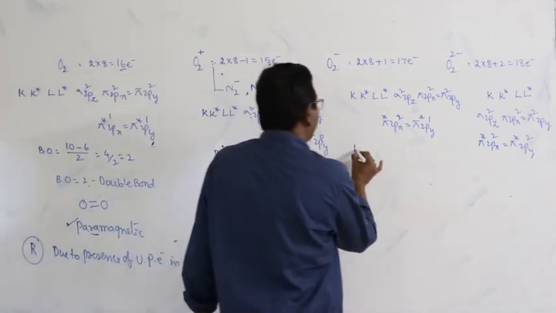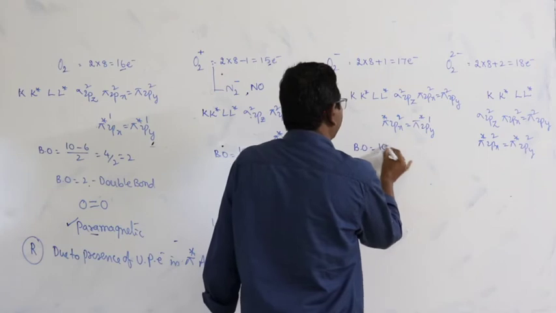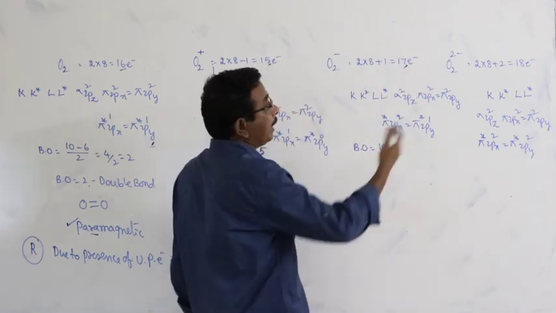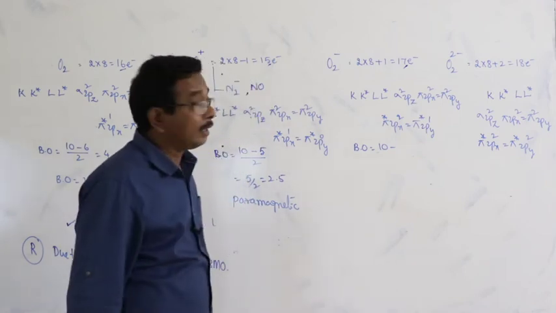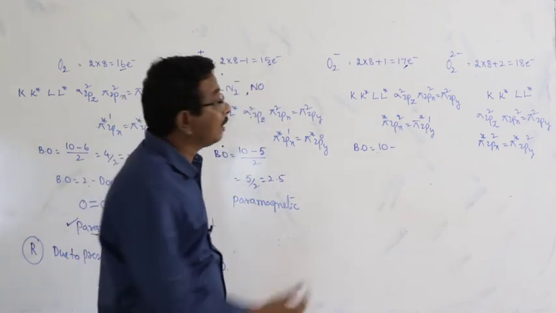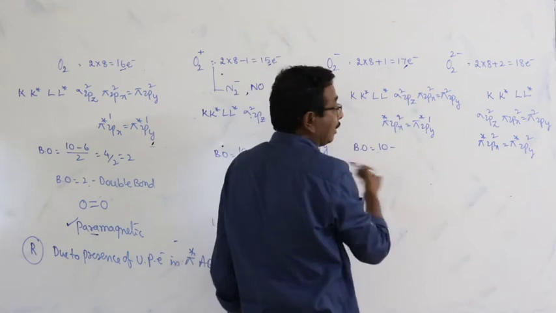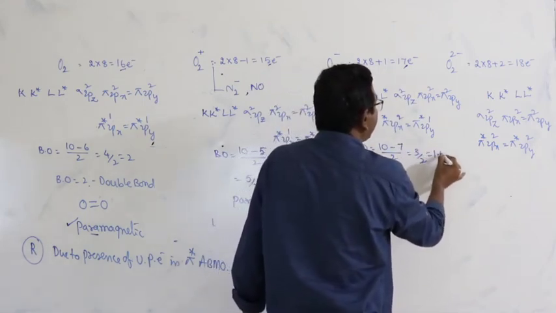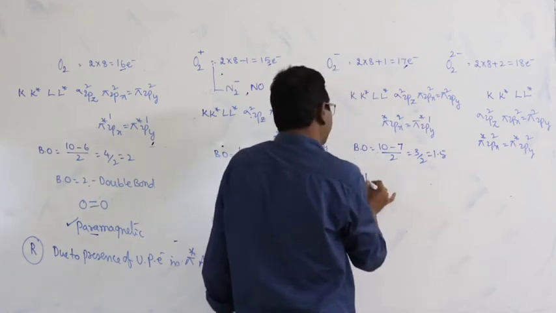Next. Bond order: first you should write 10. Here, what is the number of electrons? 7. How many electrons are fewer than the number 10? 7. So 10 minus 7 by 2, that is 3 by 2, equal to 1.5.